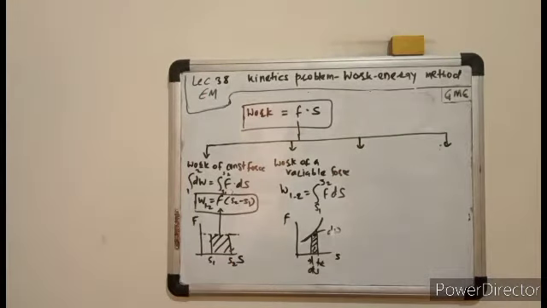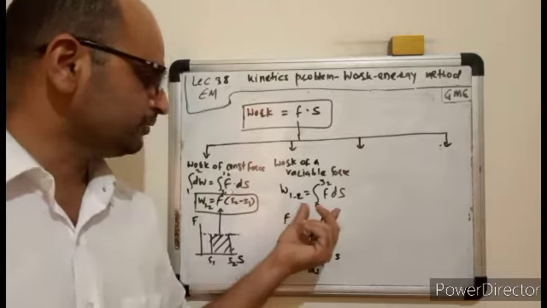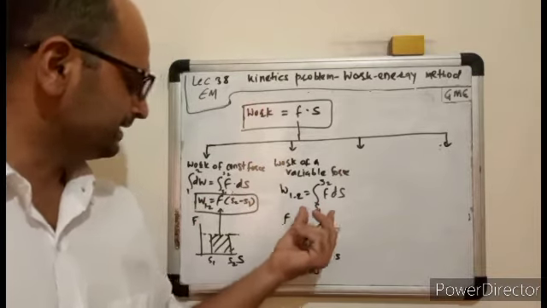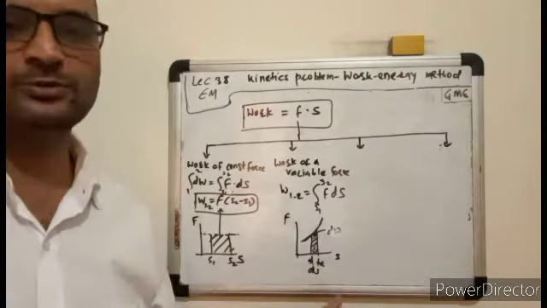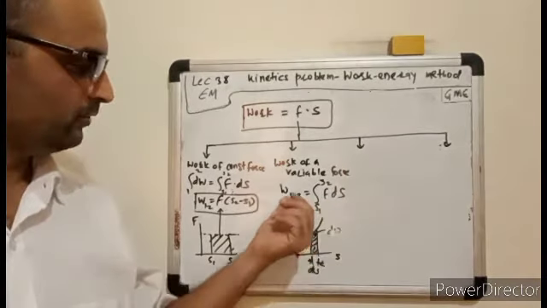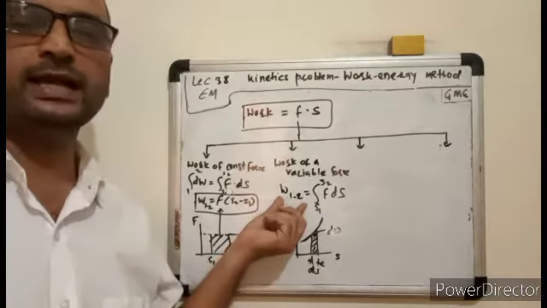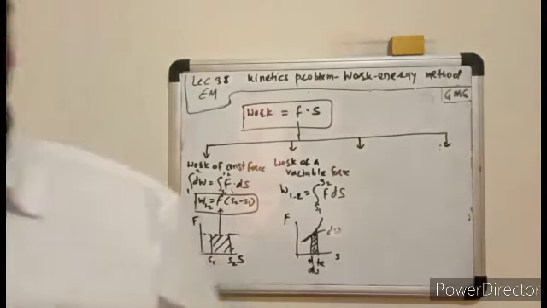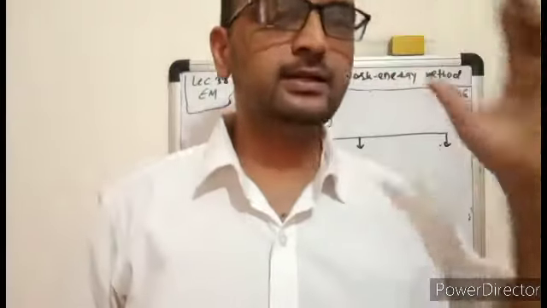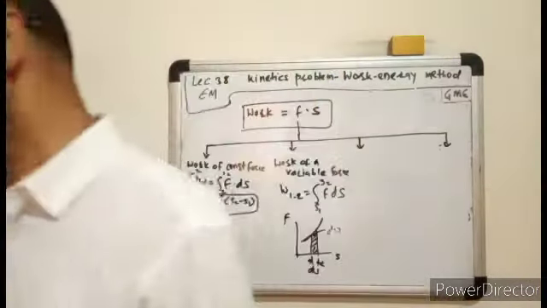I think you guys, from mathematics, can understand what is a variable force and a constant force. By integrating this, only then can you find the work. And work is path dependent, it's not a property. In thermodynamics you will see in detail how work is path dependent, it's not a point function.